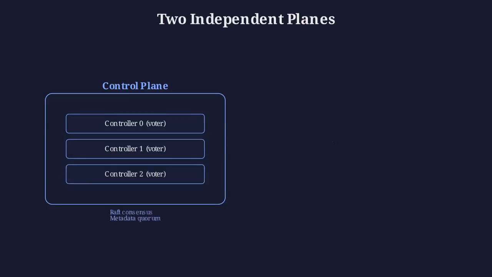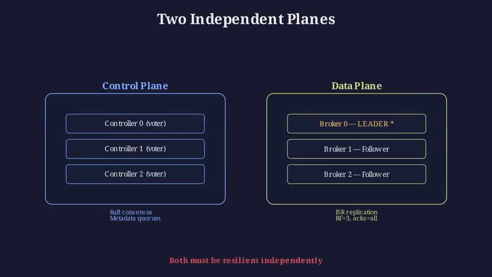To design HA in Kafka, you must understand that the cluster operates across 2 independent planes. The control plane manages cluster metadata, broker state, partition leadership, controller election. In KRaft mode, it uses the Raft protocol to maintain a quorum among controller nodes. The data plane stores and serves messages. Each topic partition can have multiple replicas distributed across brokers. Real high availability requires both planes to be resilient independently.